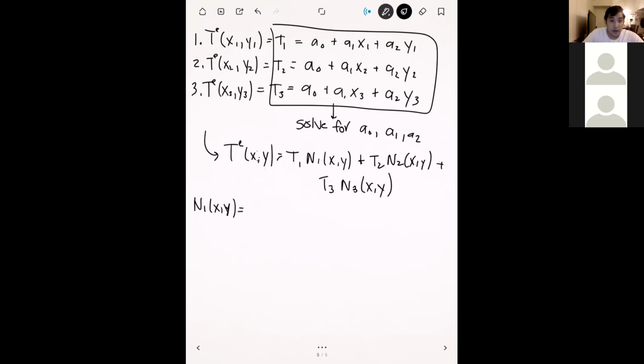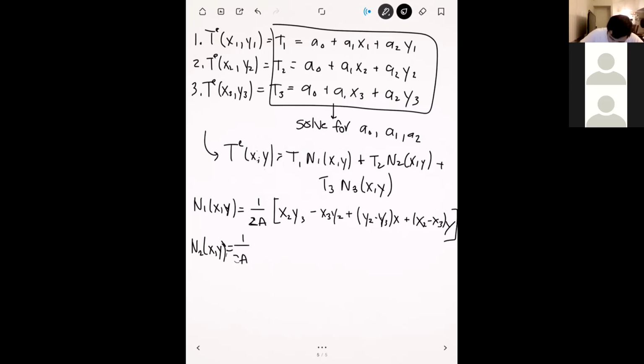And so we have N1 of x and y. So this is going to be 1 over 2A. And A in this case is the area of our triangle. And so this is going to be x2y3 minus x3y2 plus (y2 minus y3)x plus (x2 minus x3)y. So that's N1. N2 of x and y is going to have a similar expression. And so again, we start out with 1 over 2A.